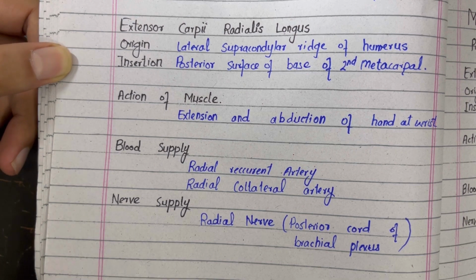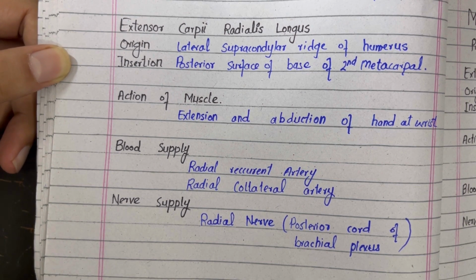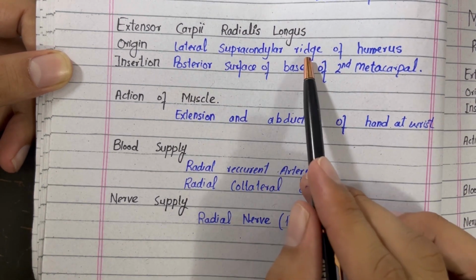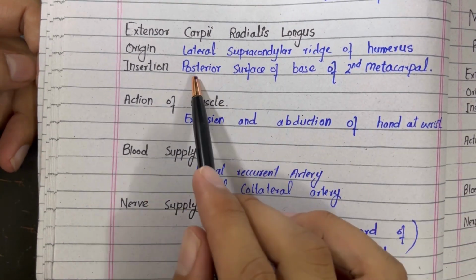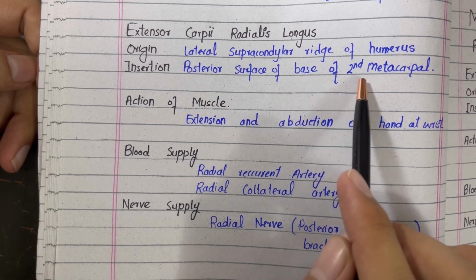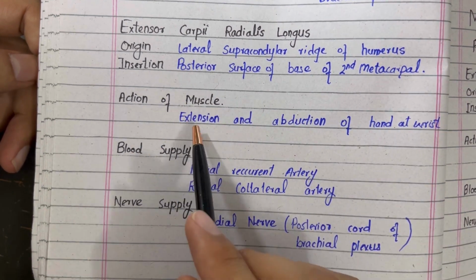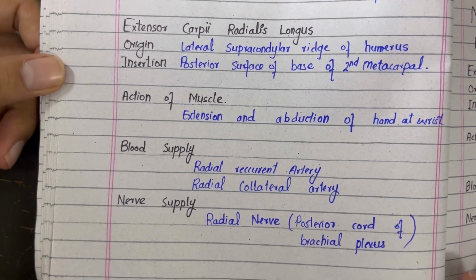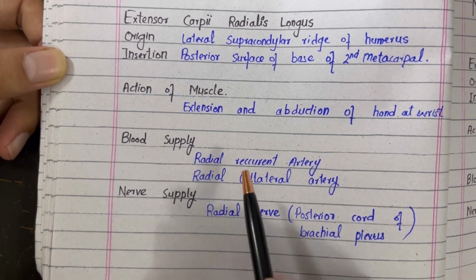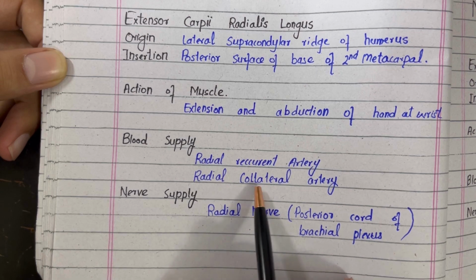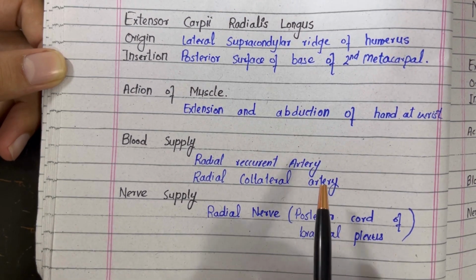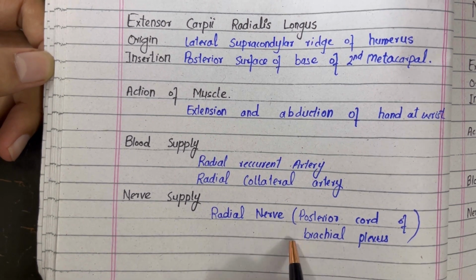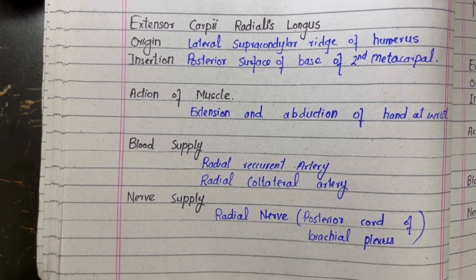Now students, as we have studied the anatomy of the extensor carpi radialis longus muscle, here we will overview this muscle. It originates from the supracondylar ridge of the humerus bone. It inserts into the posterior surface of the base of the second metacarpal bone. It plays an important role in the extension and the abduction of the hand at the wrist. This muscle is supplied by the radial recurrent artery and the radial collateral artery, the same as the brachioradialis muscle. This muscle is also innervated by the radial nerve, which originates from the posterior cord of the brachial plexus.